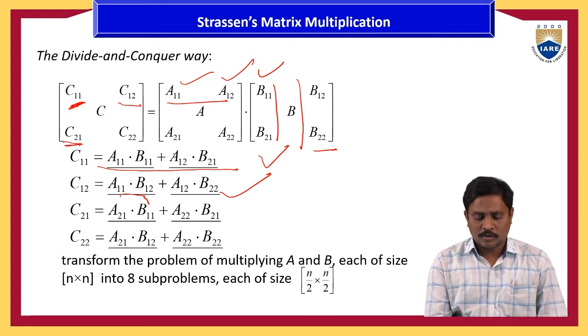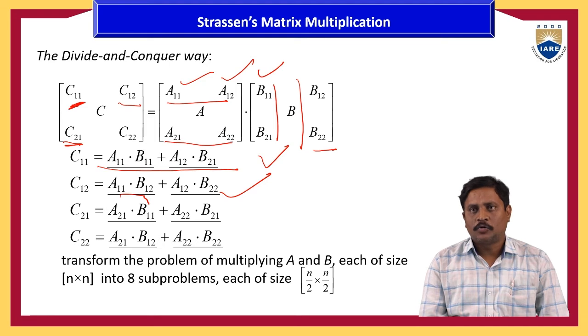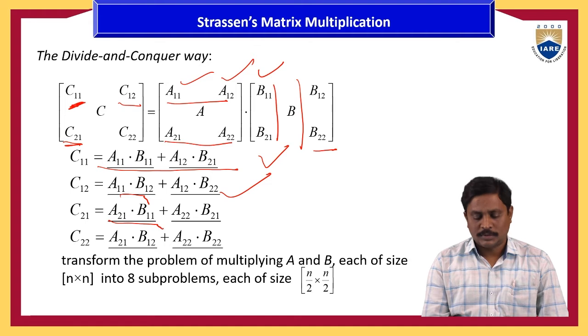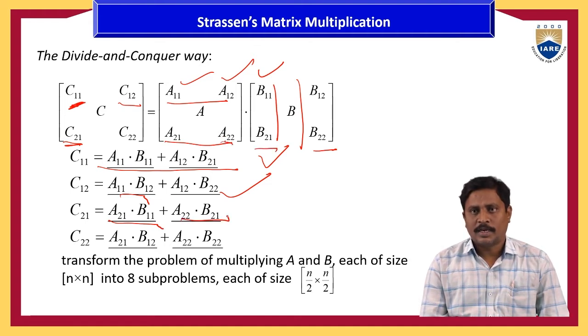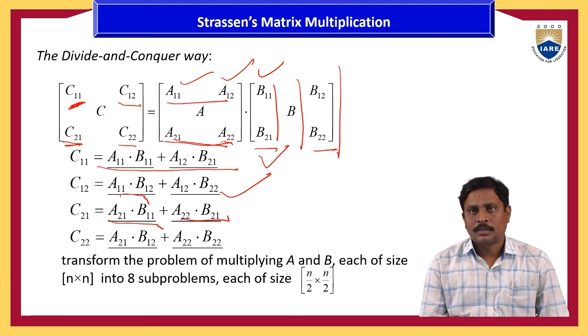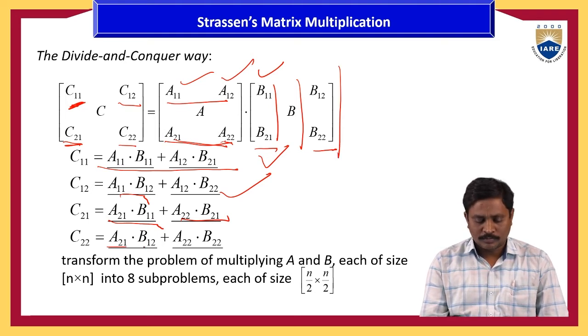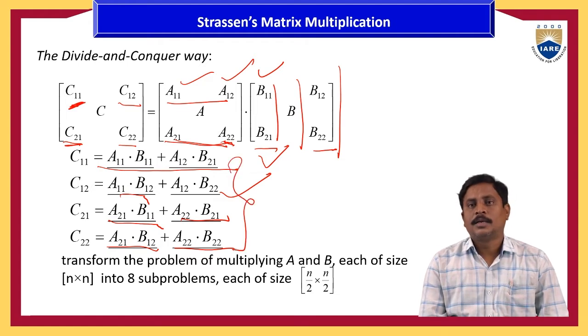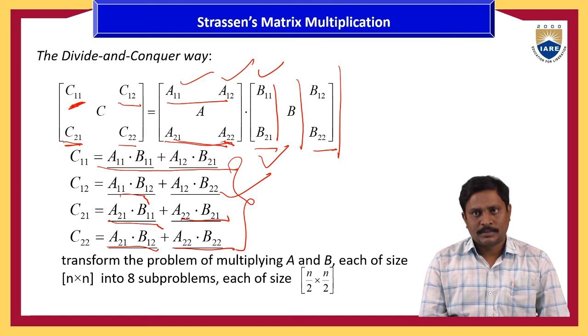C21 means the second row into the first column. C21 equal to A21 into B11 plus A22 into B21. This is the C21 value. Next, C22. The C22 value is equal to the second row into the second column: A21 into B12 plus A22 into B22. So this is the usual multiplication of any given matrix.